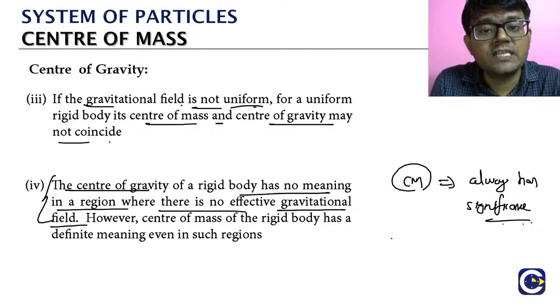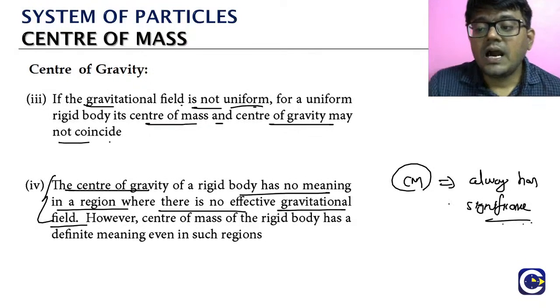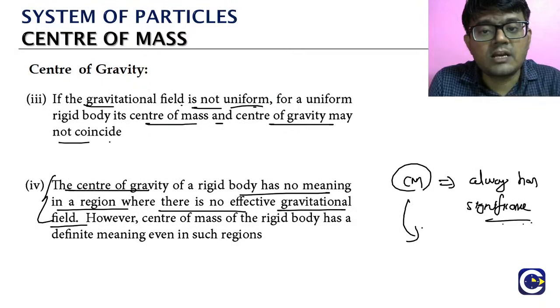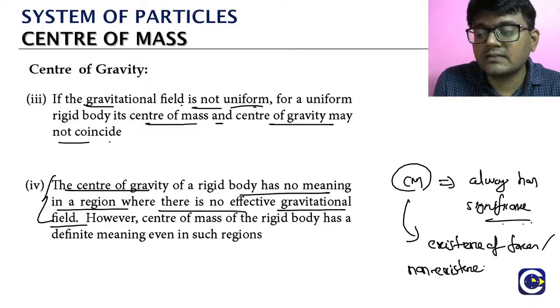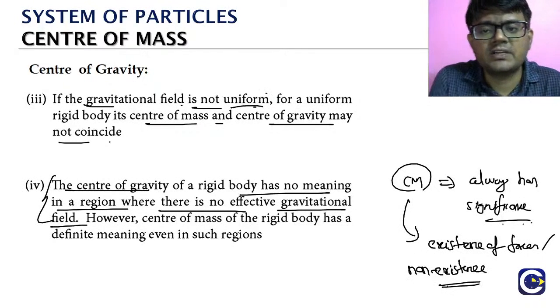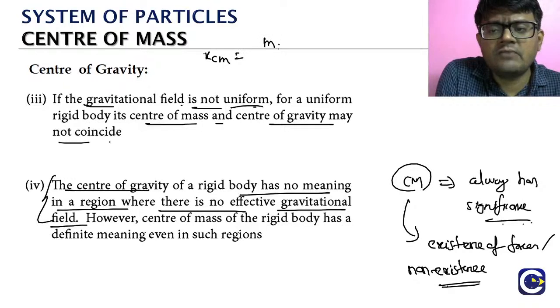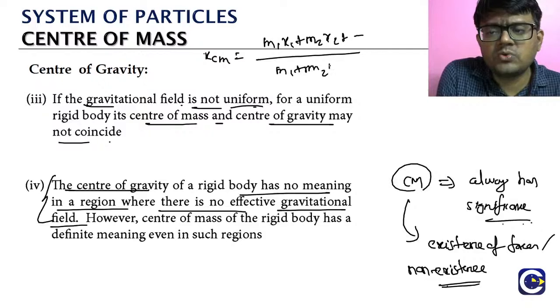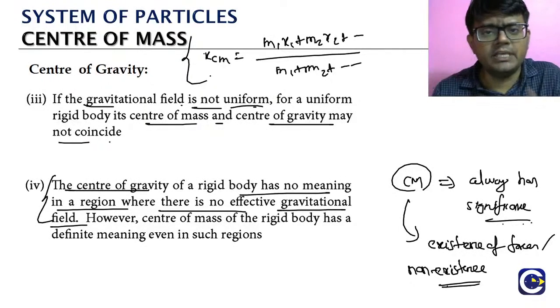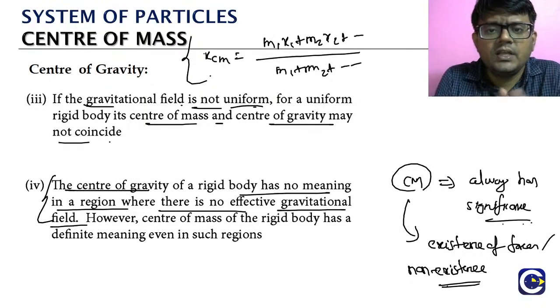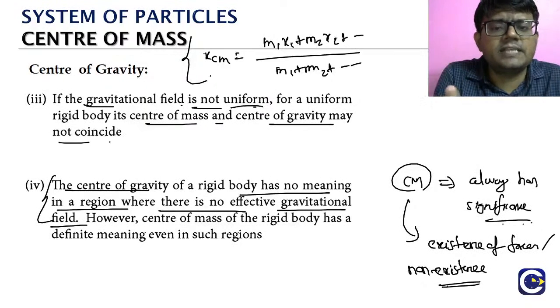Center of mass will always have significance. When we calculate the center of mass formula, the existence or non-existence of forces does not matter. In the center of mass formula, the weighted average formula, m1x1 plus m2x2 divided by m1 plus m2 plus m3, are we talking about the forces acting on the body? Center of mass will have significance whether the body is experiencing forces or not.